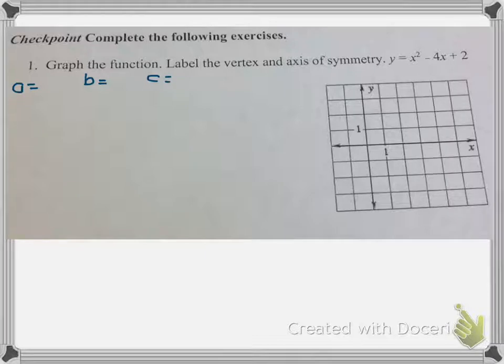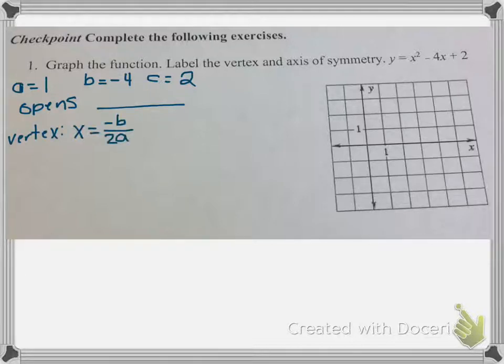If we look for A, it is the number in front of x squared, which is a positive 1. B is the number in front of x, which is a negative 4. C is a number by itself, so that right there is a 2. I need to go ahead and find out which way this opens. Who's my vertex? Using that formula, then I'm going to have to plug it into y equals. I also need my axis of symmetry.